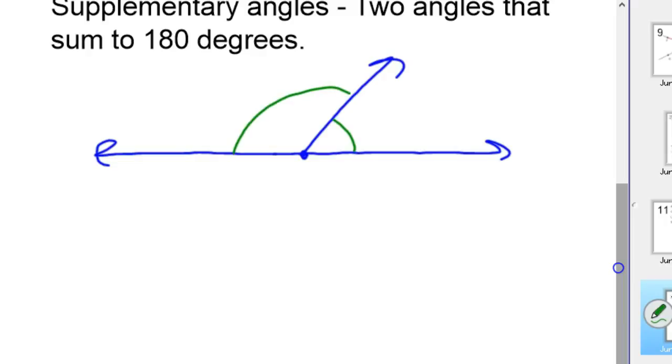So if this was, say, 80 degrees, who knows, this one would have to be 100 degrees because they add up to 180. Now that brings me to the third word, which is linear pair. I guess that was my second in line, but this is also called a linear pair. Anytime you have a straight line cut or a straight angle cut by a ray, you have a linear pair.